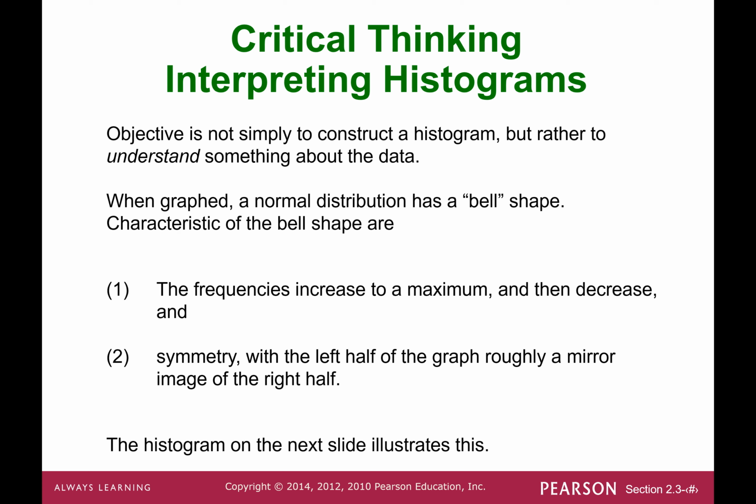Now let's learn to interpret the histogram. Once you have a histogram, typically you want to see a normal distribution. So basically you have a bell-shaped curve. The typical feature of a bell-shaped curve is that frequency starts low, increases to the maximum, and then decreases. Also, it's symmetrical with respect to the center, with a mirror image on the left-hand side and the right-hand side of the center.